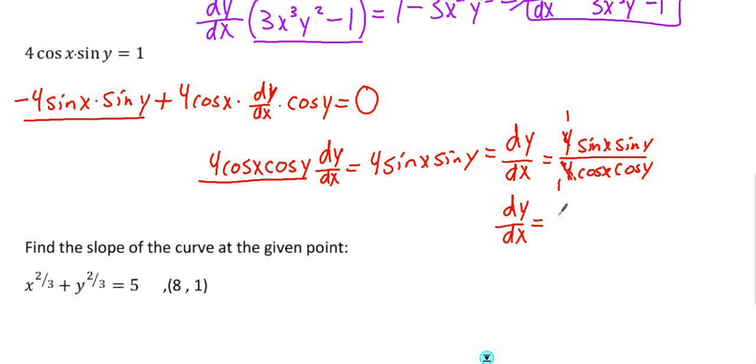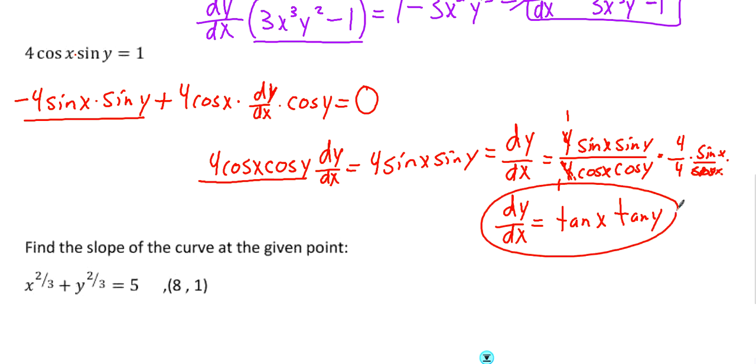So technically, you get tangent x times tangent y, because you can split this up as 4 over 4 times sine x over cosine x, and then sine y over cosine y. So this would be your final simplified answer, if you didn't want to stop it there.